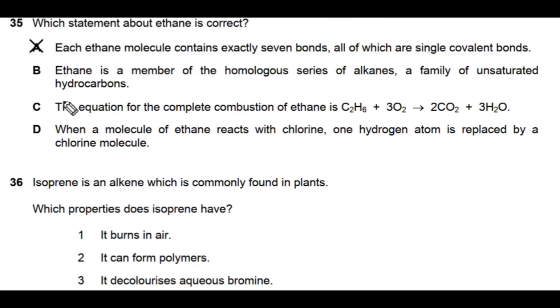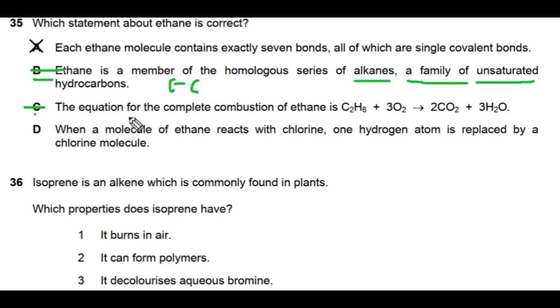Why is B wrong? Ethane is a member of the homologous series of alkanes, a family of unsaturated hydrocarbons. No, ethane has a carbon-carbon single bond, so this is a saturated molecule, a saturated hydrocarbon. So B is wrong.